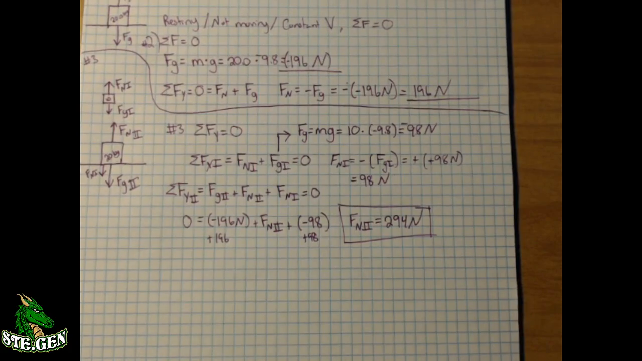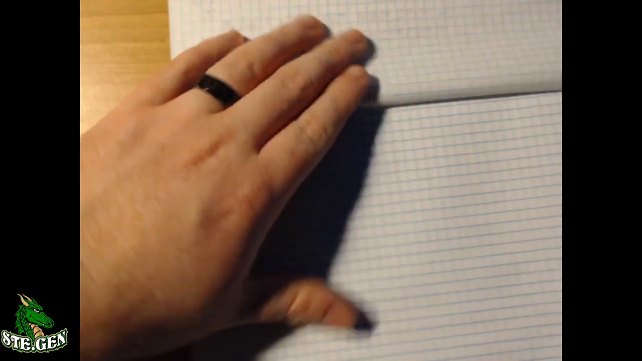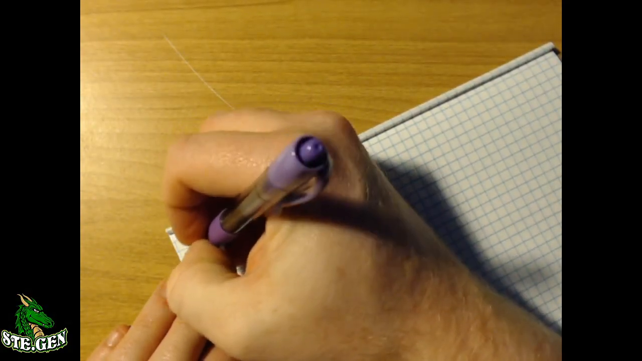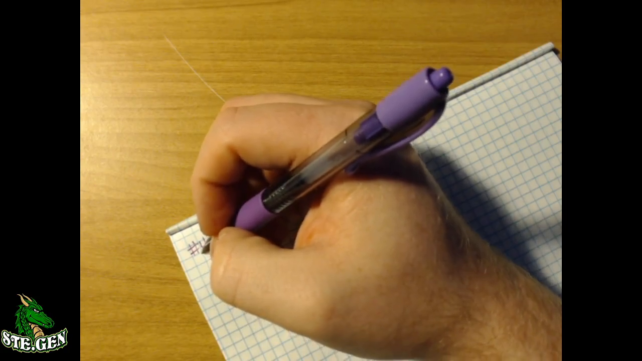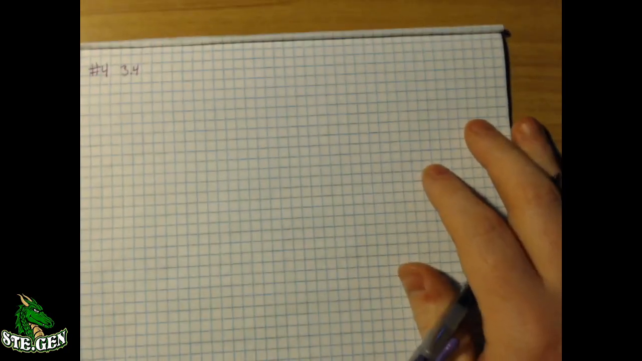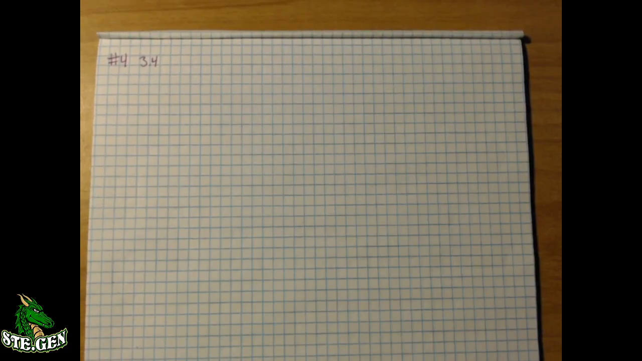So now I'm going to flip this over, and we're going to do question number 4 on worksheet 3.4. This is a big multi-part question, but it helps with a lot of the stuff that we have question-wise, because it gives you basically every single type of problem you could run into.